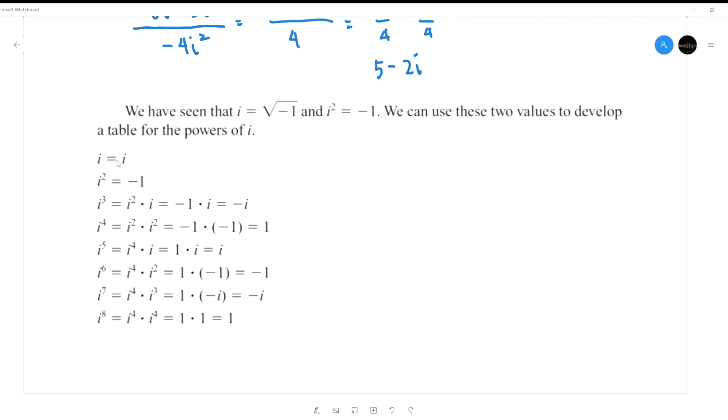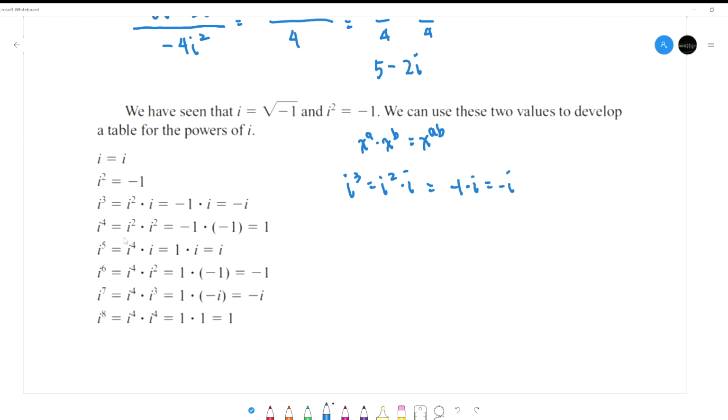Okay, so you see how we have i is equal to the square root of negative 1, right? i squared is negative 1. i to the third, using our power rule of exponents. Do you remember the power rule of exponents? Right? When we have x to the a times x to the b is x to the a plus b. So i to the third is equal to i squared times i. And as you can see, i squared is equal to negative 1. That's why it's negative 1 times i, which is just negative i. And i to the fourth is equal to i squared times i squared, which is negative 1 times negative 1 is positive 1.